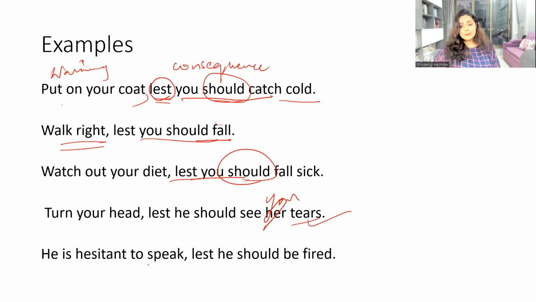He is hesitant to speak. Why is he hesitant? Lest he should be fired. So this is how the sentence actually looks when you make use of this conjunction, lest, which is a rarely used conjunction. But now that you know the meaning of lest and the sentence structure, you can start using it.